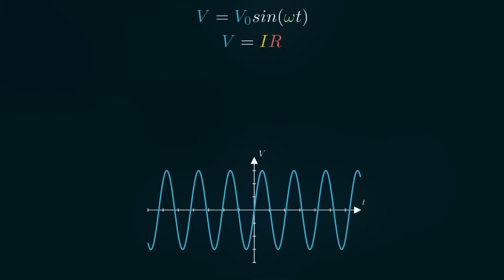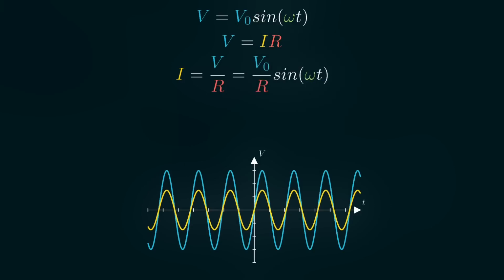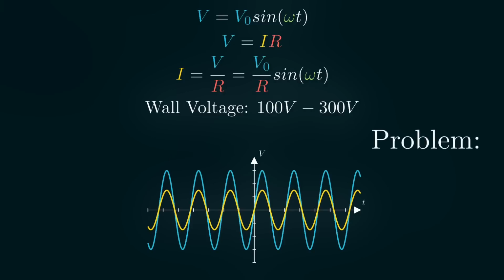So if you've got a resistor, then you can find the current pretty easily. It's going to line up with the voltage. Wall outlets are usually like 100 to 300 volts, but they kind of vary around the world. And you can already see there's a problem here. How do I go from this wiggly sine graph to a constant number like 100? We can't just take the average of the graph because all sine waves have an average of 0.